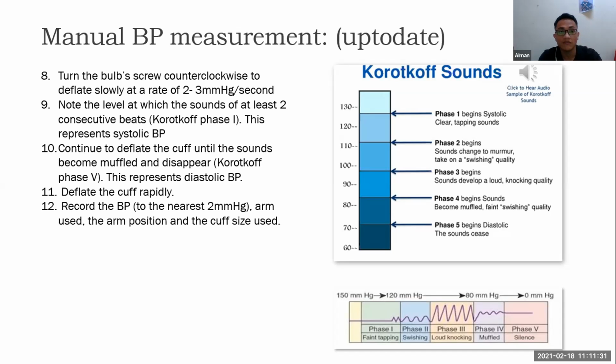After that, we deflate the cuff rapidly and record to the nearest 2 millimeters of mercury, and record which arm we used, and then the position and the cuff size.